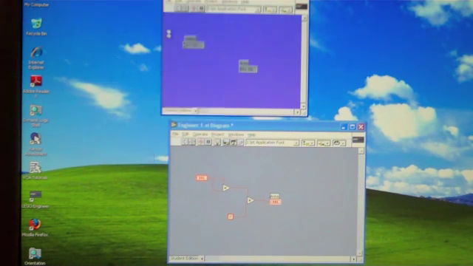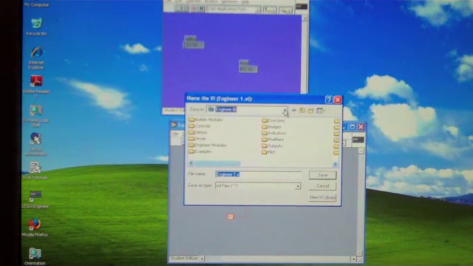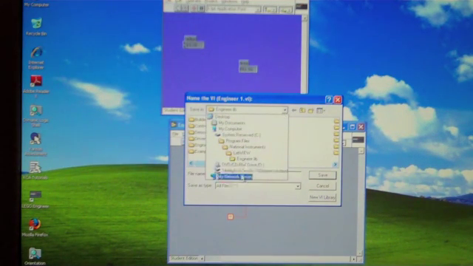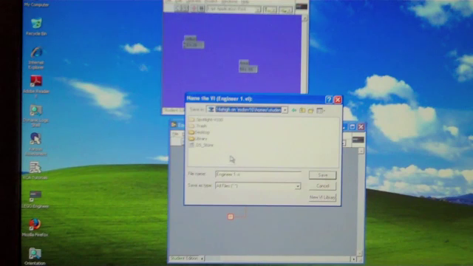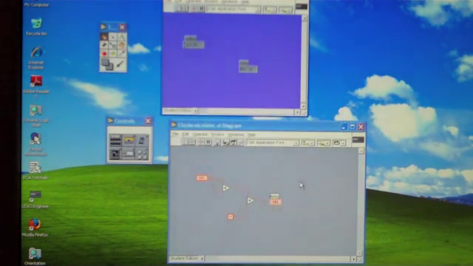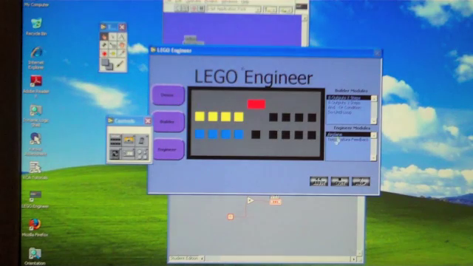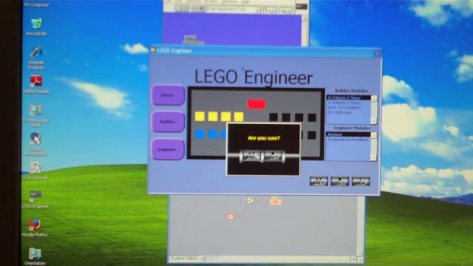Do File, Save As. I'm going to save this under my drive, and I'm going to save it as circle calculator. Again, making sure .vi is at the end of it. I'll save that, and I am done, so I can exit out, quit the LabView program.